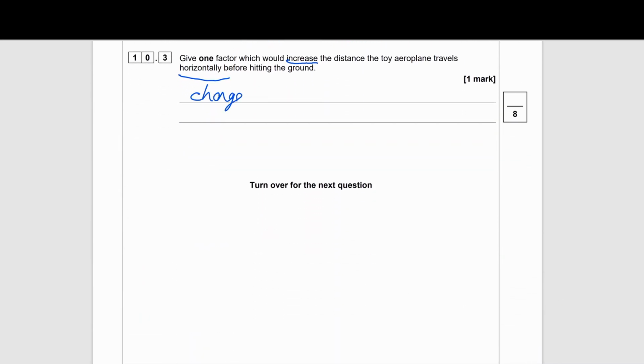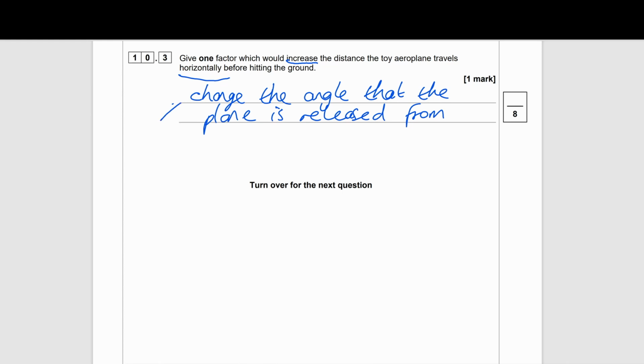So change the angle that the plane is released from. And if you look carefully at our question, it says increase the distance. So we don't want to decrease the angle that it's released from. We want to increase the angle that it's released from. So I think our best way to say it is to change the angle by increasing the angle.